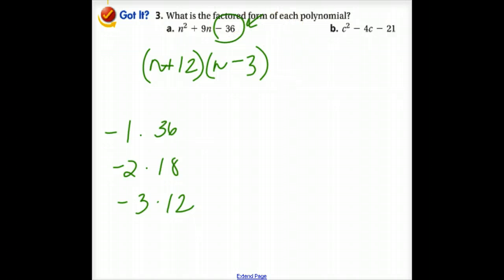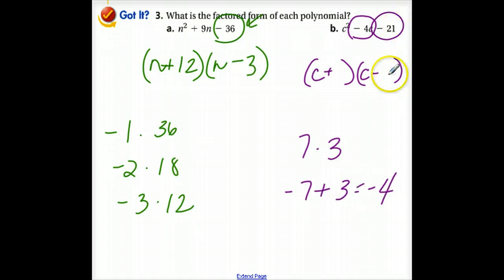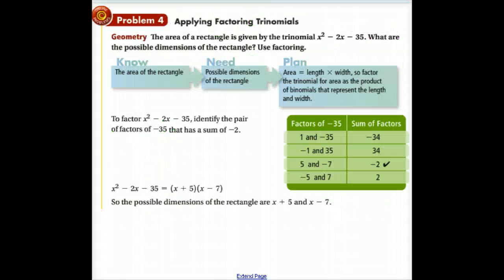All right, how about the second example? Two binomials, c squared, so they're both a c, need to equal negative 21. Well, I know that 7 times 3 is 21. One of them will have to be negative for my product to be negative, and I need a negative 4 for a sum. If I do a negative 7 plus 3, that would equal negative 4. So I'm going to do c minus 7 and c plus 3, and that will equal my trinomial. Remember, always FOIL to check your work.